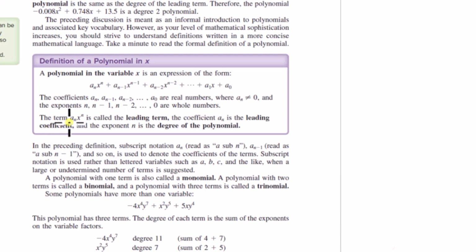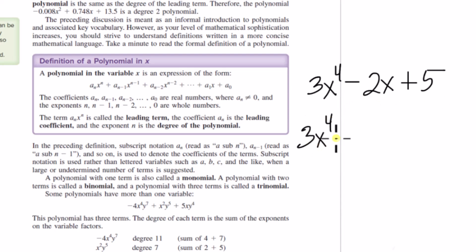Now the term a sub n times x to the n, this term here, is the leading term. The coefficient of the leading term is the leading coefficient, and the exponent n is the degree of the polynomial. They're saying that a sub n can't be 0, so these other coefficients are allowed to be 0. What they're saying is that you could have 3x to the fourth minus 2x plus 5. In this case, there's no x cubed term, there's no x squared term, but you can think about it like this.